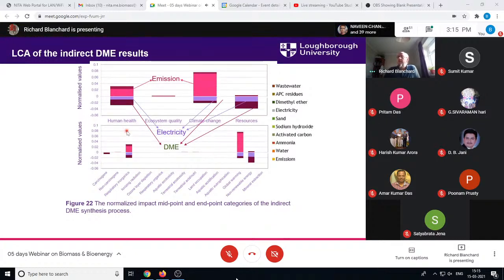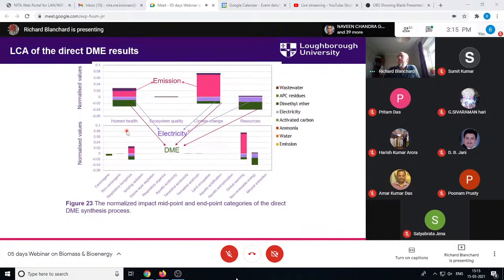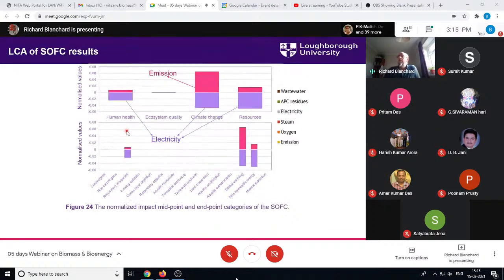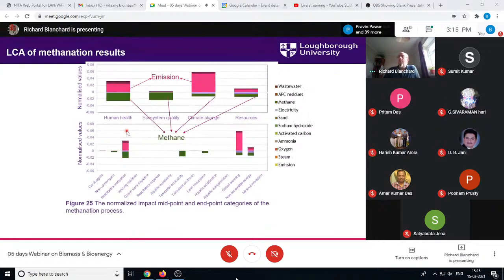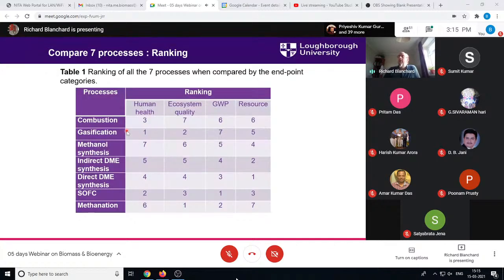Same with the direct dimethyl ether production as well. We get the same things. And then the life cycle assessments for solid oxide fuel cells. So again, we have the emissions, but then we've got the benefits of having electricity being produced. And then the methanation, we get emissions, again, climate change, methane.